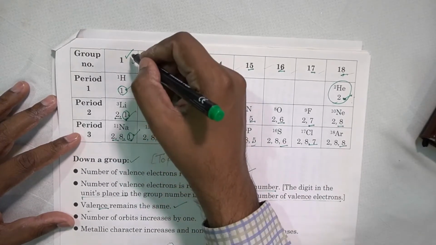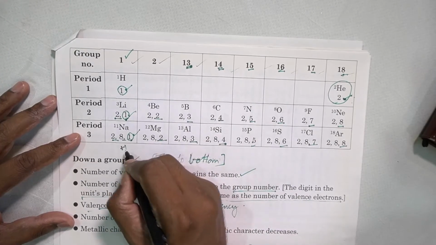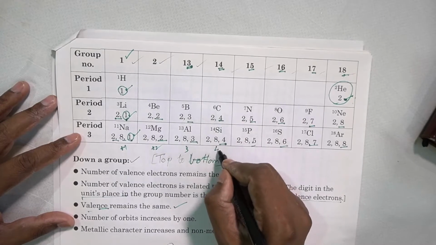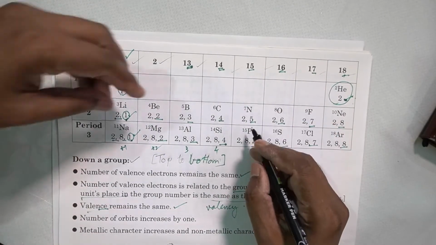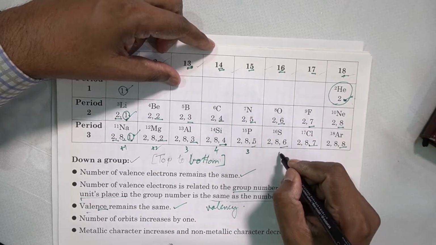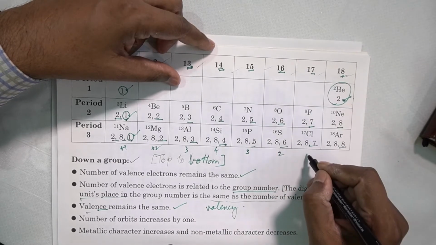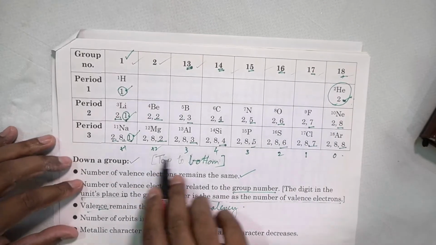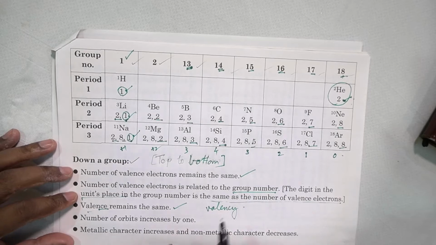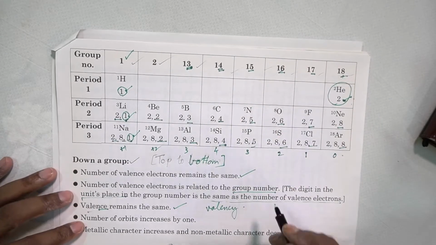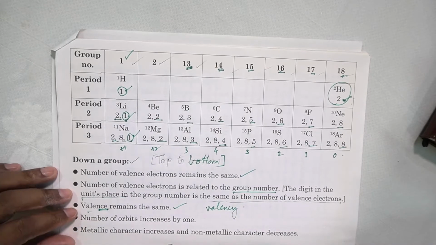All elements in group 1, valency is plus 1. All in here is plus 2, and this has 3. All in 14 have 4, and we have seen this under periods also. Under 15 the valency is 3, and 16 valency is 2, 17 it is 1, and 18 it is 0. So this is the valency. So the valency remains the same. All elements in a particular group will have the same valency. Valency, or the new term valence. Okay.